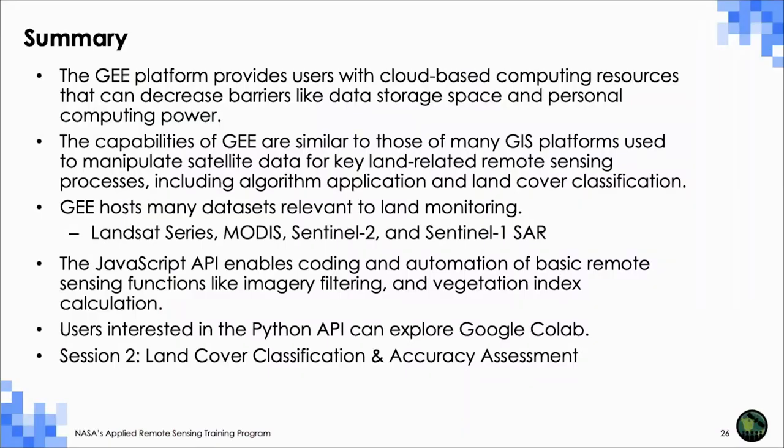All right, so that concludes our first session in the GEE land monitoring series. Here's some major takeaways from this part. GEE's cloud-based environment can remove barriers to engaging with remote sensing data, barriers like data storage and personal computing power. And it's important to note that the functionalities of GEE are similar to many GIS desktop platforms used to do things like create land classifications and calculate environmental parameters from satellite data. And GEE also hosts many relevant land monitoring data sets from sensors like Landsat, MODIS, Sentinel-2, and Sentinel-1 SAR. And in our activity, you saw the capabilities of the JavaScript API to complete basic functions like imagery filtering and vegetation index calculation. And we also briefly explored the Python API housed in Google CoLab.